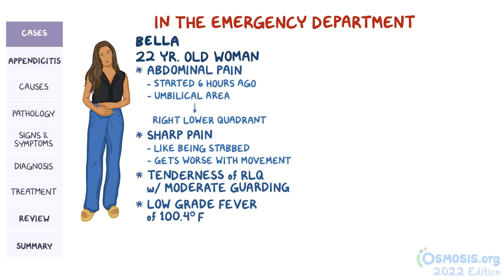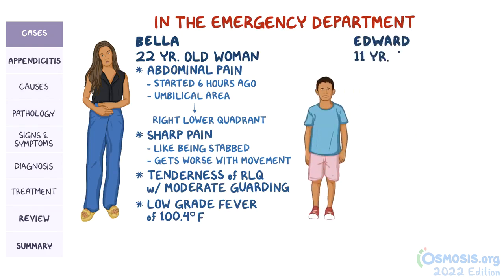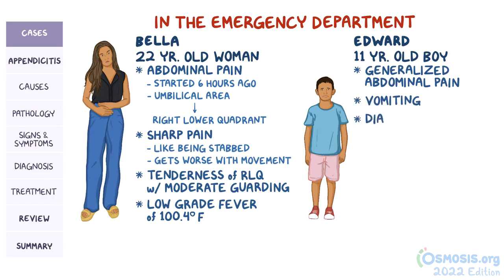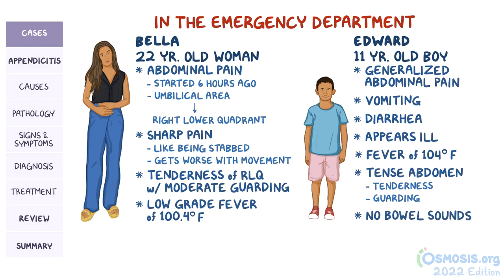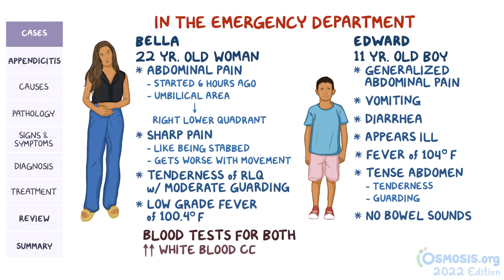Fahrenheit. Shortly after, Edward, who's 11, presents with generalized abdominal pain, with vomiting and diarrhea. On examination, he appears ill and has a temperature of 104 degrees Fahrenheit. His abdomen is tense, with generalized tenderness and guarding. No bowel sounds are present. Blood tests were ordered in both cases, detecting an increased white blood cell count of 12,000 cells per microliter, with 85% neutrophils.